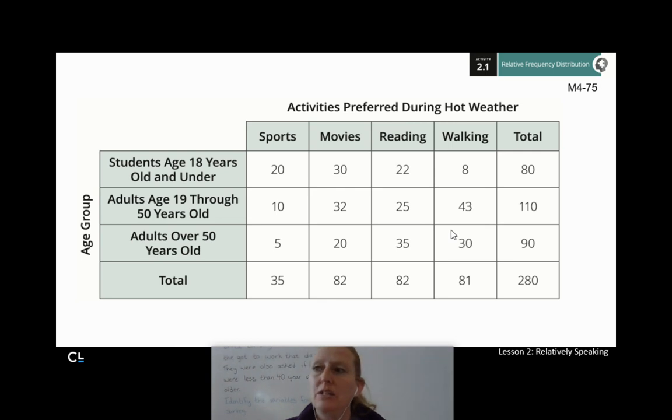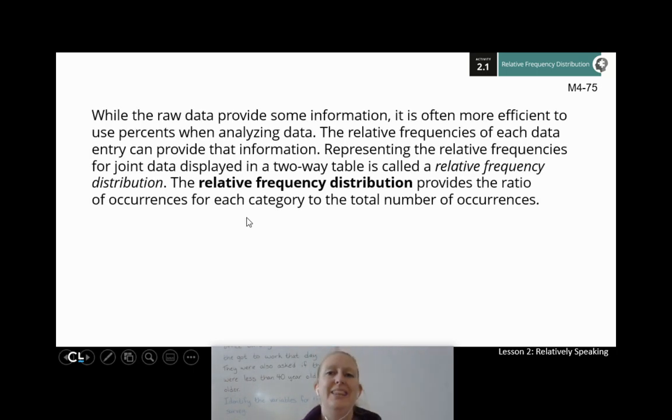So here's the table. You have this in your book on page 75, which is very nice. Remember, we had age groups. So students age 18 years old and under, right? Younger people. Adults age 19 through 50 years old. That's my age range. Adults over 50 years old. That's not my age range. So these are our ages. Our 4 activities, we could choose from sports, movies, reading, or walking. And of course, this is a marginal frequency distribution table, so we also have all of the totals. So the total people who chose each category, the total people of each age that were surveyed, and then you can see the overall total in the corner over here. Oh, this is blank. There we go.